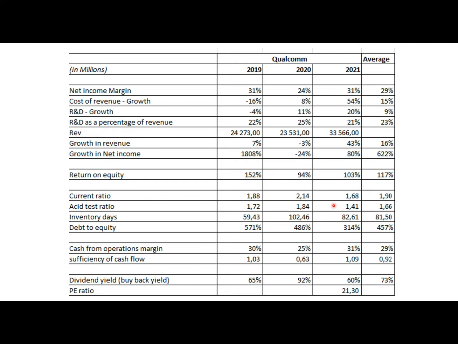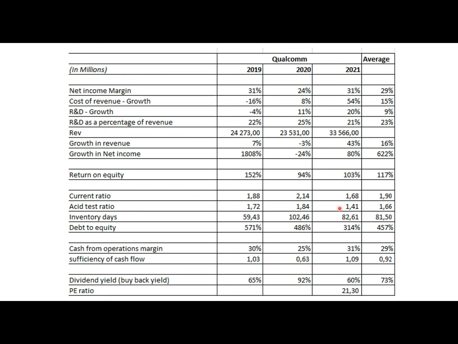The inventory days at an average of just over 81 days is below the industry average of 101 days, which is very good. And the inventory days does support the liquidity when you read it together with the current and asset test ratio. Qualcomm does have enough liquid assets on hand to settle current liabilities.